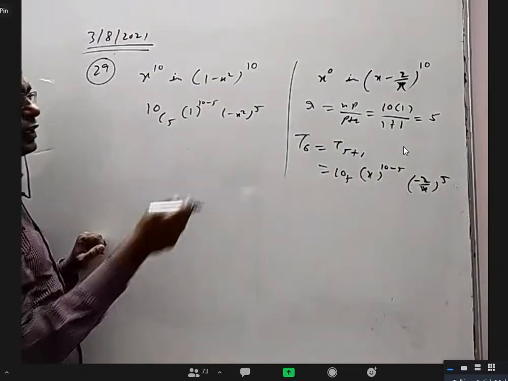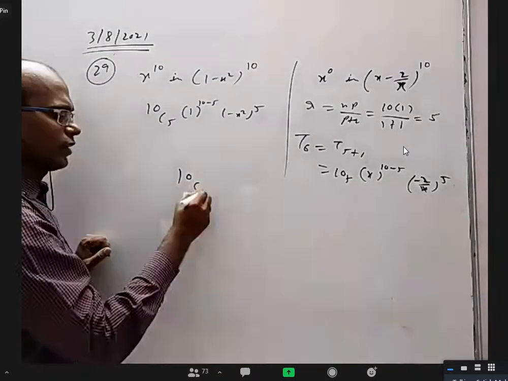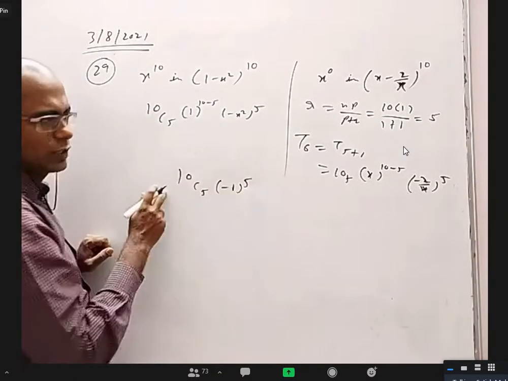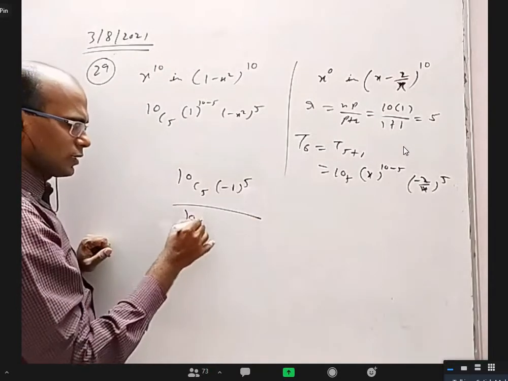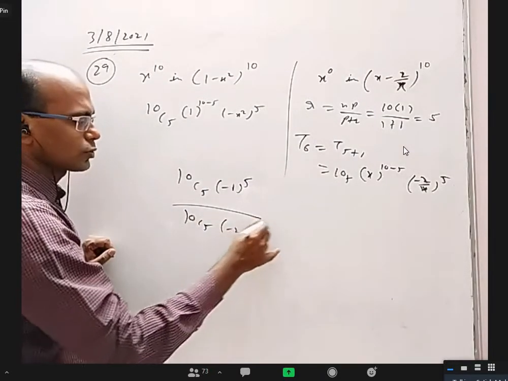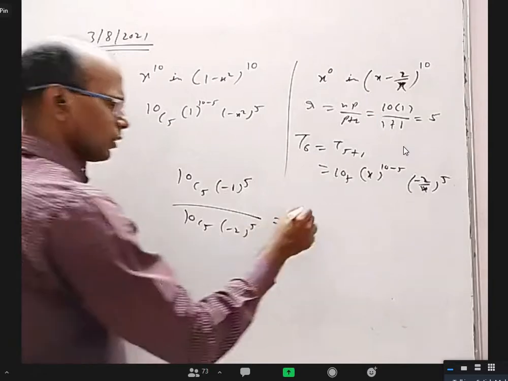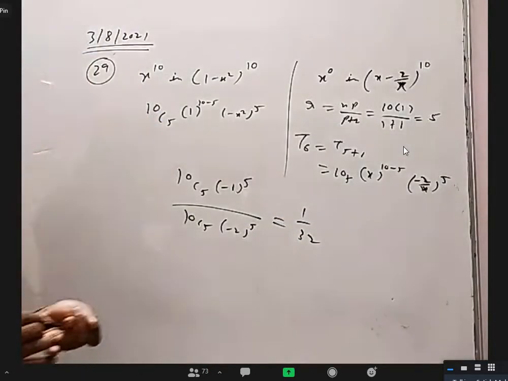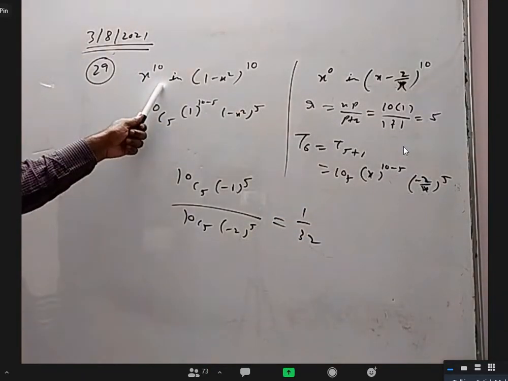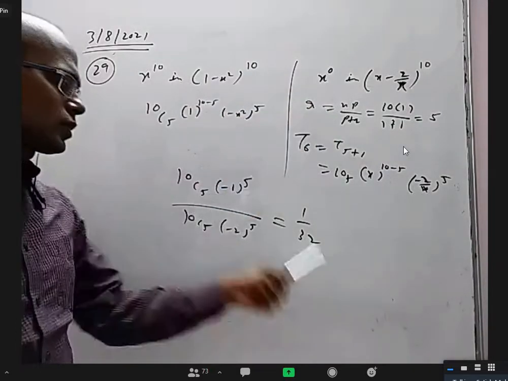So here, if you want the ratio, it is 10c5 into (minus 1) whole power 5. That is the coefficient. There it is 10c5 into (minus 2) whole power 5. 10c5 will cancel. We will get 1 by 32. So the ratio of the x power 10 coefficient in this and the term independent of x in this is 1 by 32.